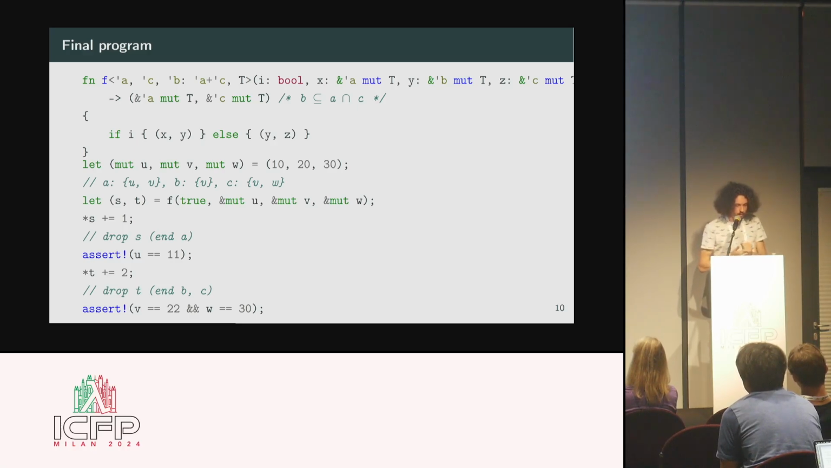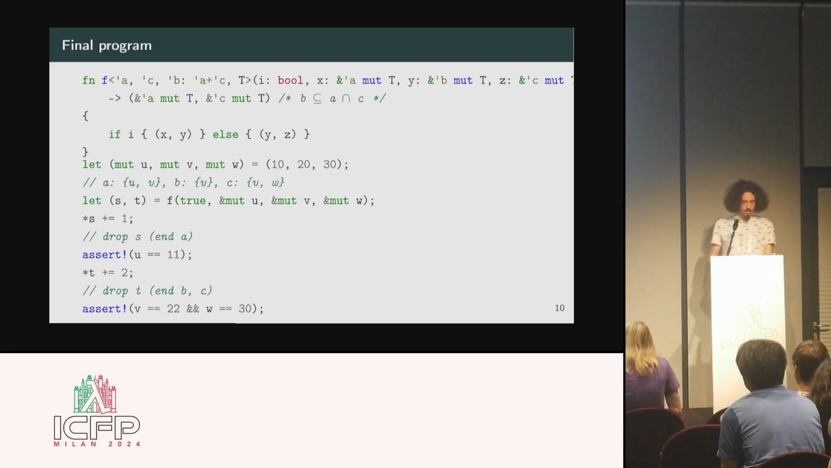And now that we are at this point, we know that S is associated to A, and that T is associated to C. So if I want to access U, I only need to end the region A, because U belongs to the region A only. And so for that, I only need to drop the first borrow S, and I can access U.